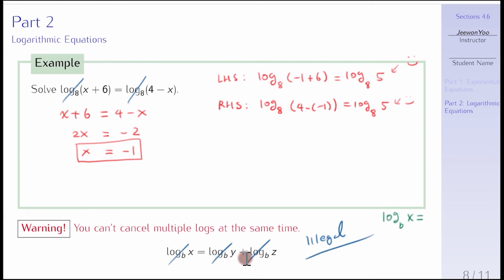You see the plus sign here? You can maybe combine or condense this expression into one single logarithm like this: log base b of (y times z). Then you can cancel one log at a time. Then it's correct. Okay? Let's try the next question.